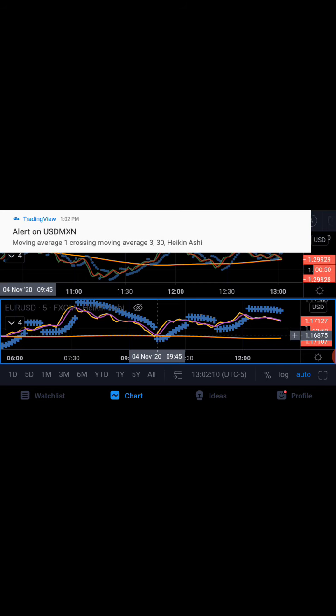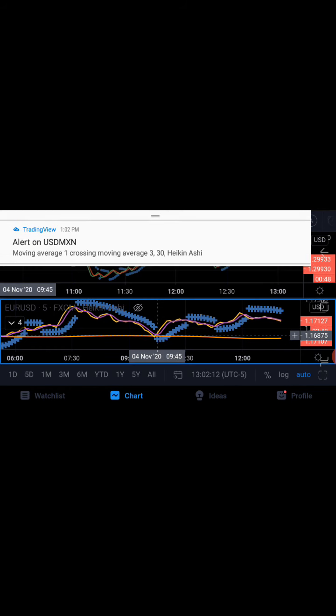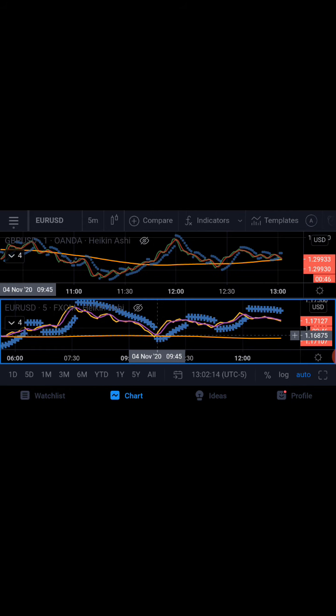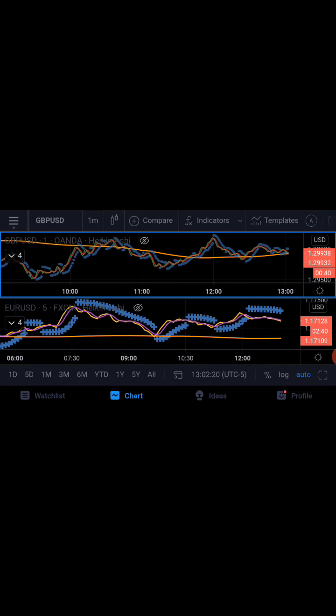See, I just got an alert for the EUR/USD on the 30 that the 1 just crossed the 3 moving average. So like I said, you would have got a cross here. Let's zoom out on this chart. I want you to see where it is, where it happens on the 1 minute.